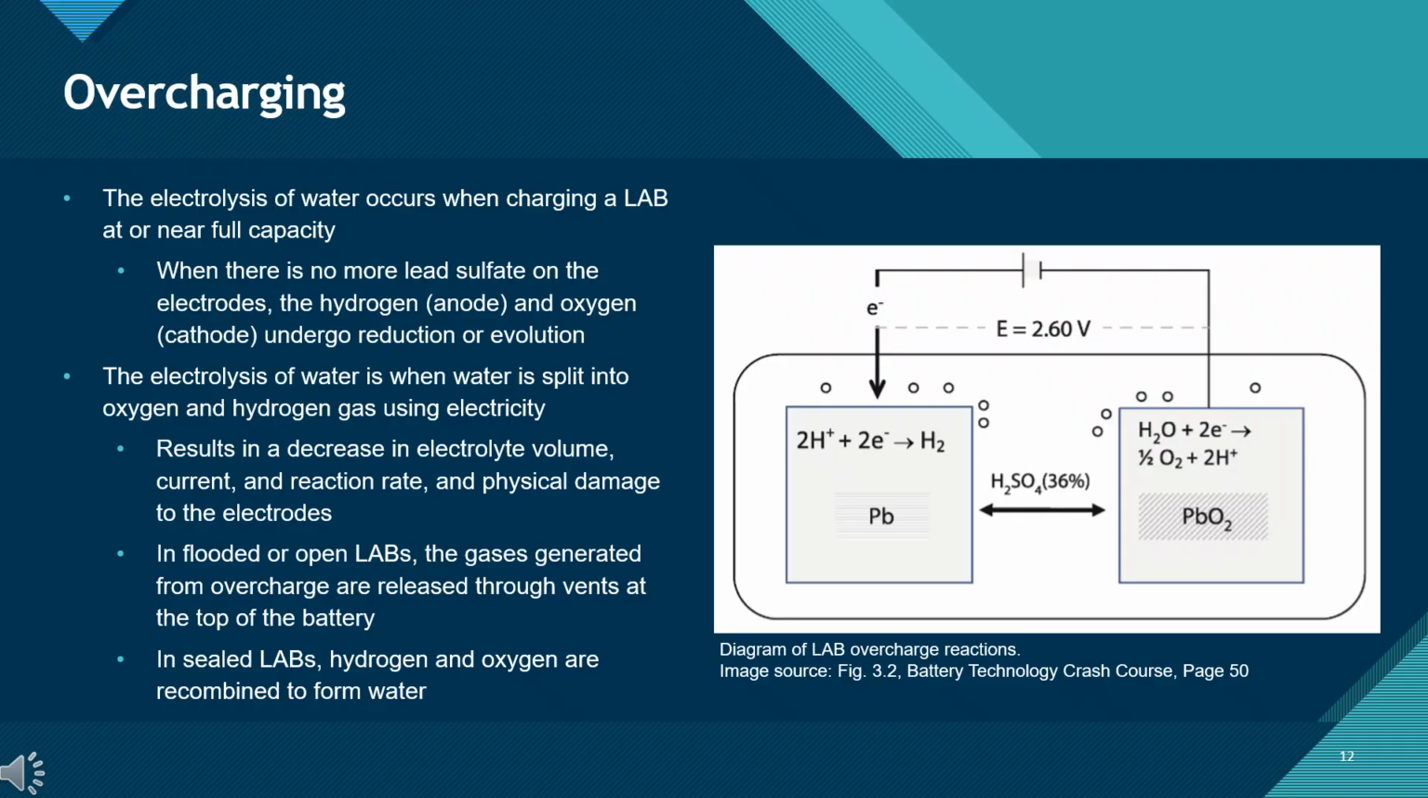Overcharging in a lead-acid battery happens when the battery is pushed beyond full capacity. At this point, no more lead sulfate remains on the electrodes, and instead, water begins to split into hydrogen at the anode and oxygen at the cathode. This process is called electrolysis of water. Overcharging leads to reduced electrolyte volume, lower reaction rates, and even physical damage to the electrodes. In flooded batteries, the gases escape through vents, while in sealed types, the hydrogen and oxygen are recombined into water. The diagram here shows these overcharge reactions in action.